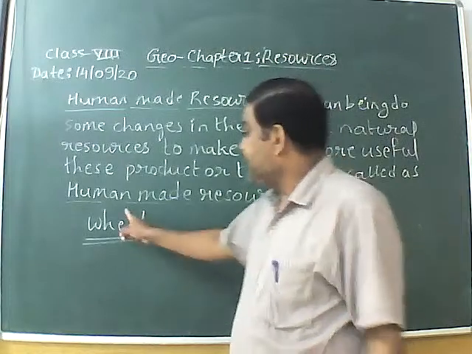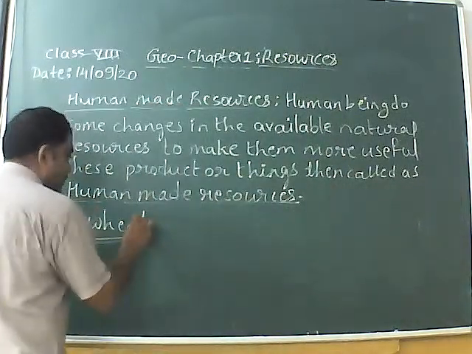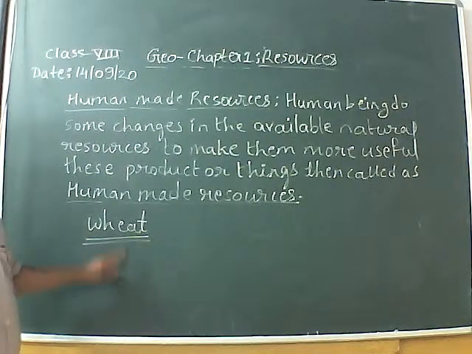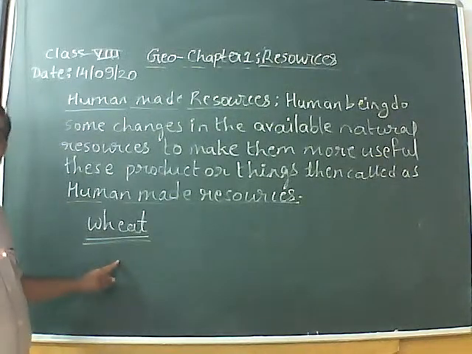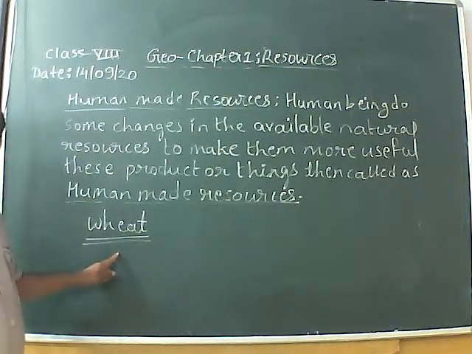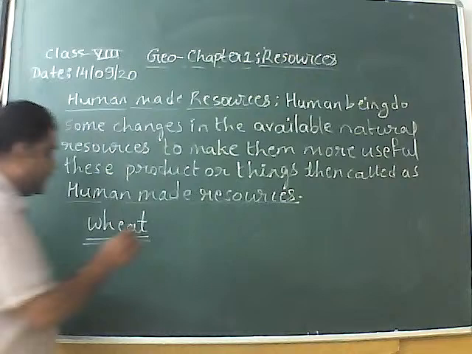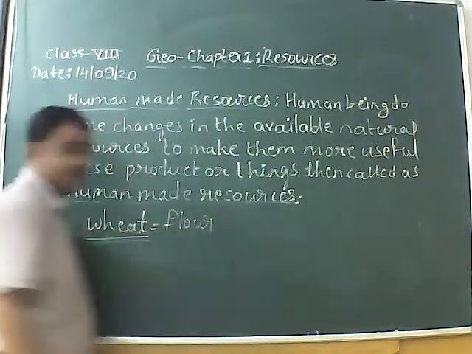So wheat is a natural resource. But we are not able to eat wheat to satisfy our hunger. We cannot eat wheat grains, it is bad for digestion. We are not eating wheat. What we do is we first convert the wheat into flour.